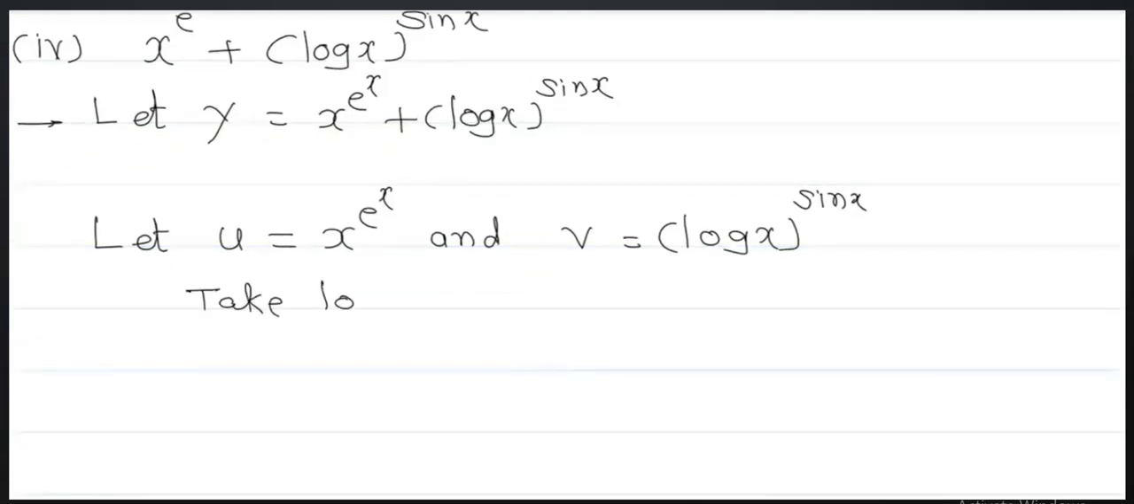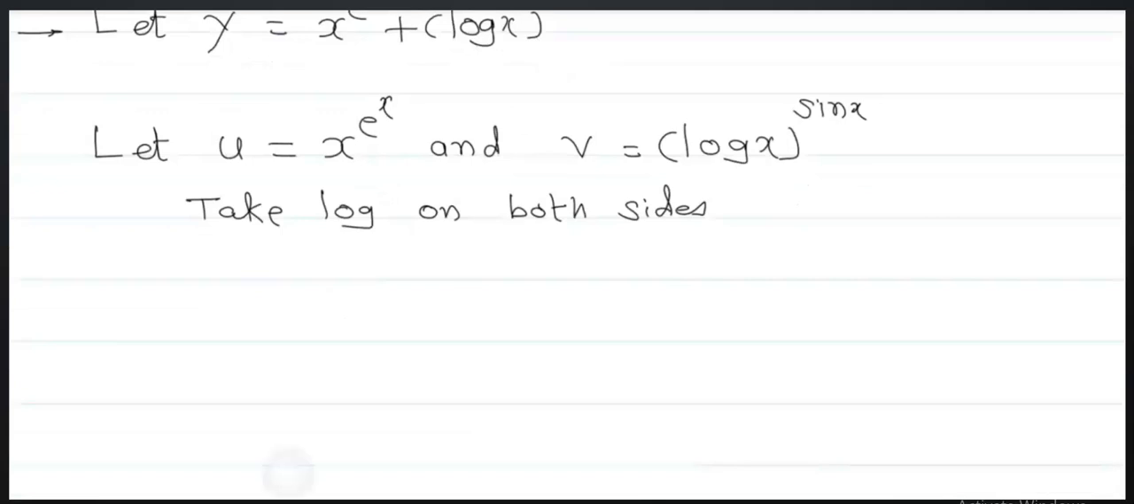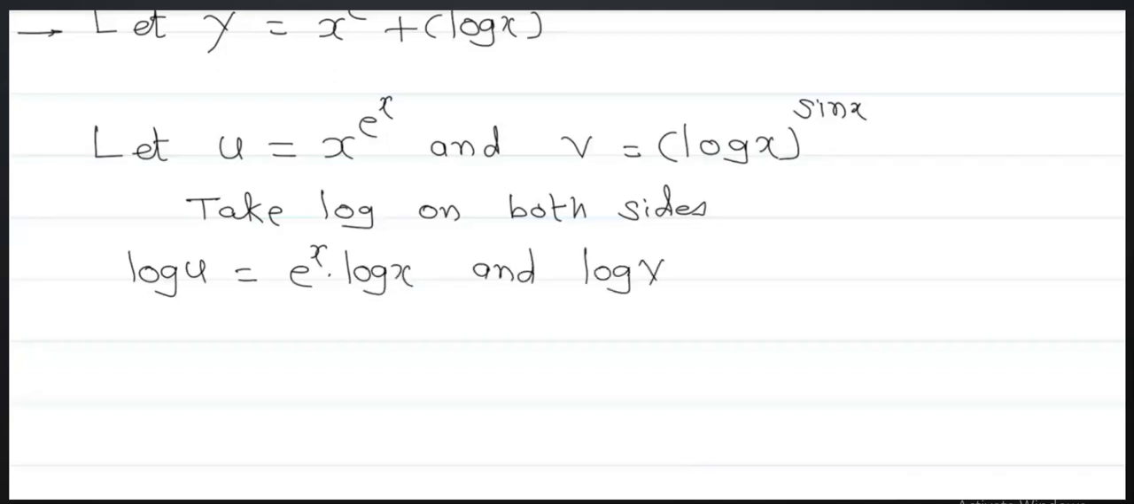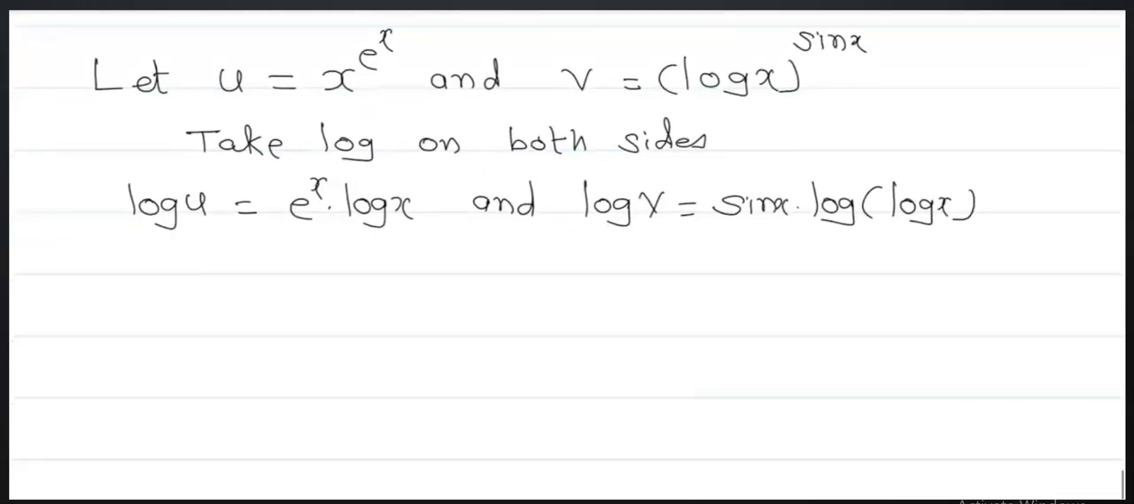Therefore, take log on both sides. That is, log of u is equal to e raised to x into log x, and log of v is equal to sin x into log of log x. Now differentiate this with respect to x.